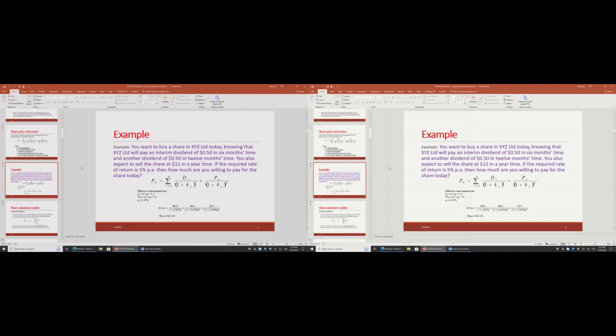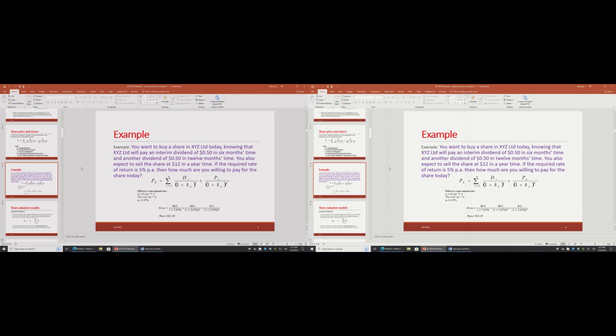XYZ company will pay an interim dividend of $0.5 in 6 months, and another dividend of $0.5 in another 6 months, in 12 months' time. You also expect to sell the shares at $12 in a year's time. If the required rate of return is 5%, how much are you willing to pay for the share today? So we price the share using the general form of the dividend model.